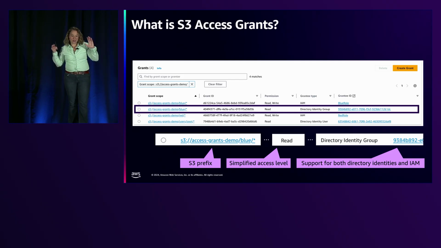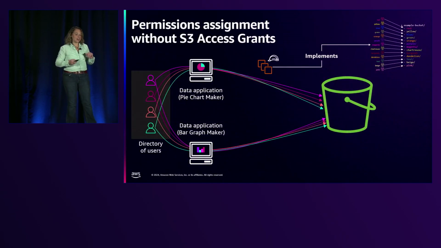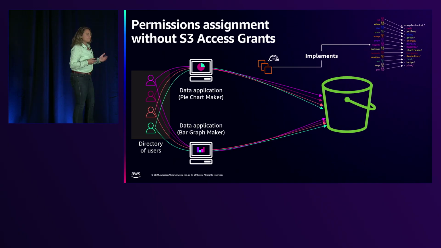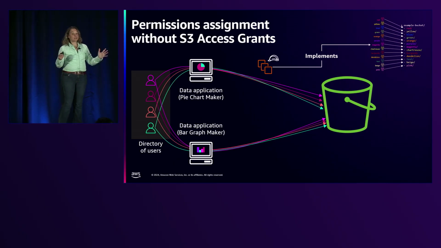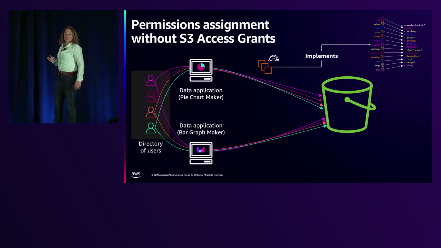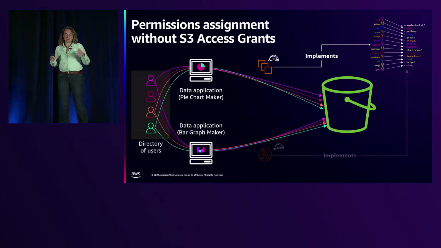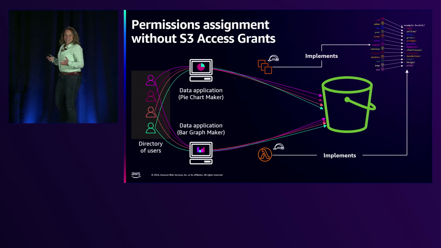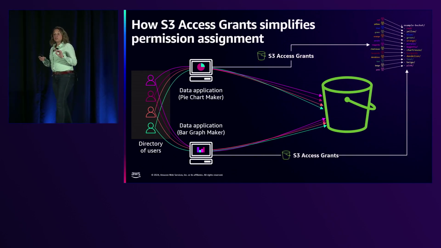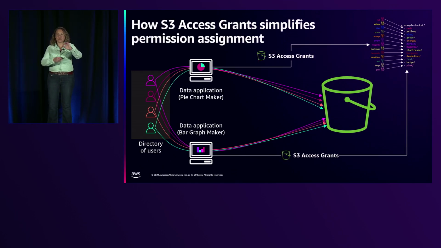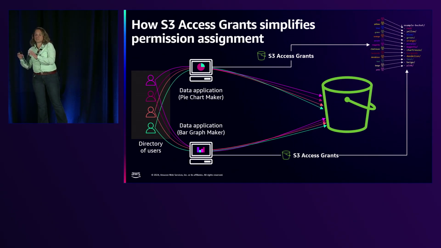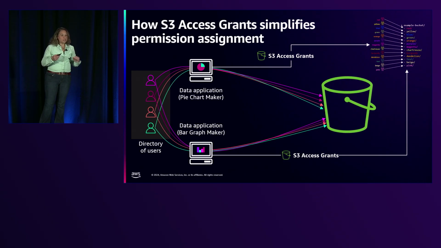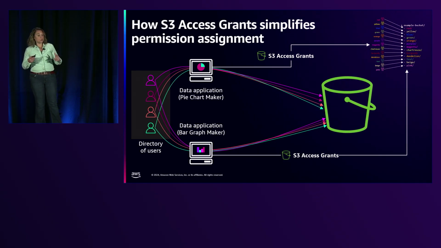So this is S3 access grants. So how does this solve our problem, this approach? Well, let's go back to our pie chart maker and our bar graph maker. Remember, we were stuck implementing the access scheme twice. We didn't like that. And S3 access grants actually solves this because instead of defining and enforcing this scheme in two places, now it's just in S3 access grants, and we've updated both our pie chart maker and our bar graph maker to integrate with S3 access grants. I'm going to show you the details of that in just a second.